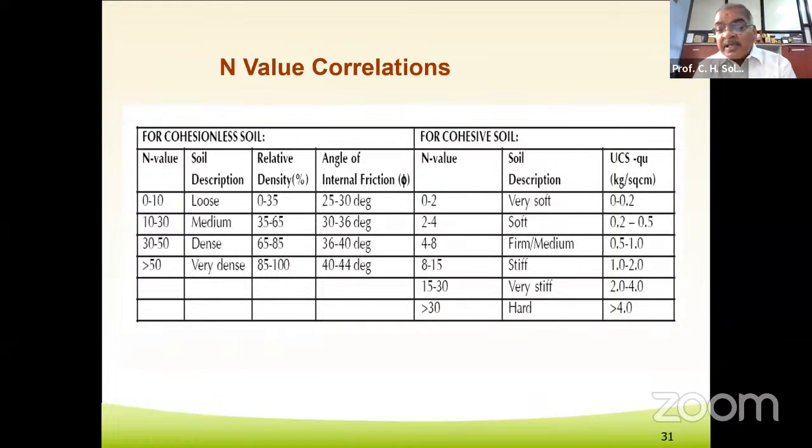This chart you might have seen in many textbooks, where N value correlations have been shown.